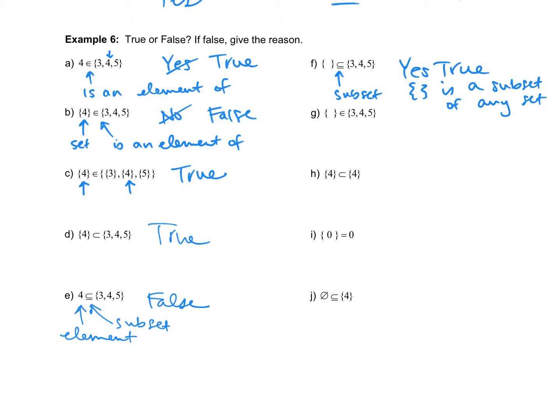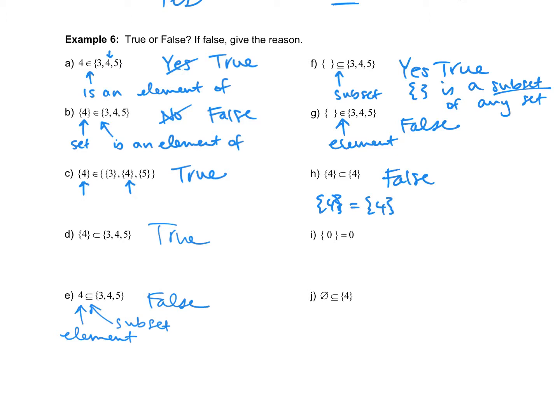Now I say the empty set is an element of {3, 4, 5}. No, that's not right. I didn't say an empty set is the element of any set. I said it's a subset of any set. This is false. The set {4} is a proper subset of the set {4}. Also false. That's not true. Why? Because the set {4} equals the set {4}, and therefore it is not proper.